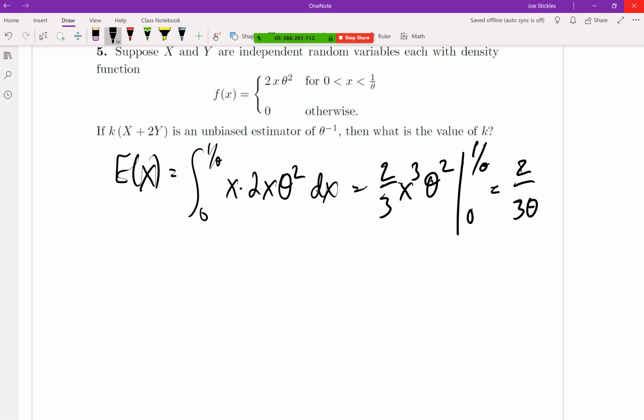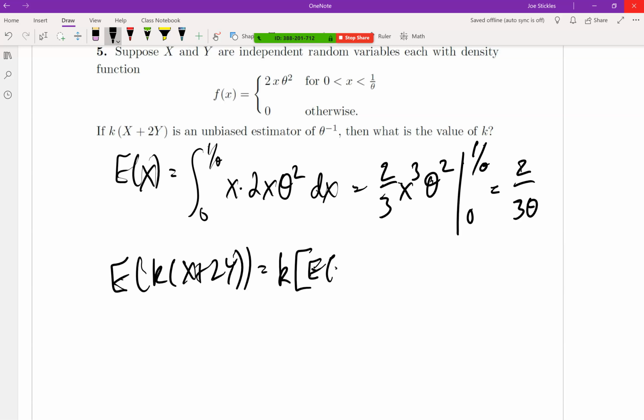Now going over to the expression they're asking about, they want to construct an unbiased estimator for theta to the negative 1. So I want to figure out the expected value of k times X plus 2Y. Again, we can pop the k out front, and we can distribute the expected value over the sum, and in that second one I can pull the 2 out in front as well.